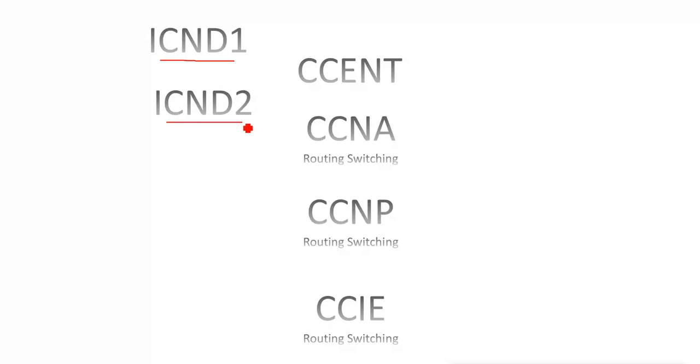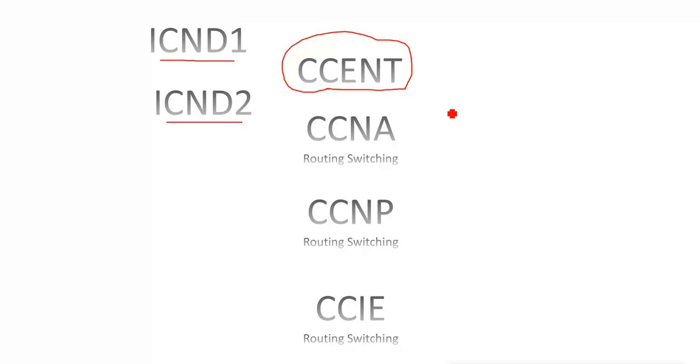But now they use CCENT, which is your entry level certification for your Cisco certification path. So at this level, basically you will be doing a basic configuration of networking, like normal configuration of a switch and basic concepts of networking.